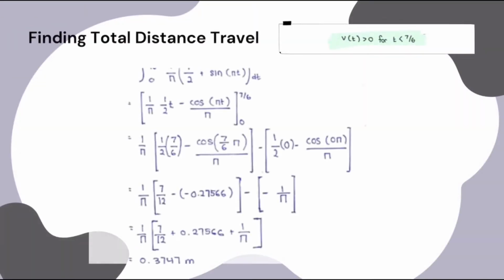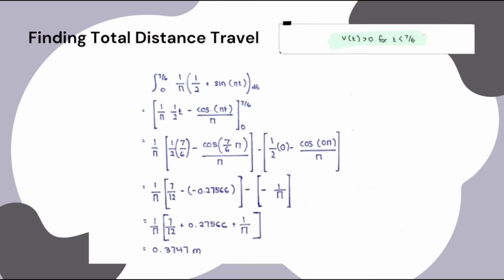After that, we continue to the second part of the question, where the question asks for the total distance traveled by the object. We need to take note of when the velocity will be positive and negative. In this case, the velocity will be positive when time is less than 7 over 6 seconds. So we just integrate the velocity evaluated from 0 to 7 over 6, and we will get the distance traveled during this period, which is 0.3747 meter.